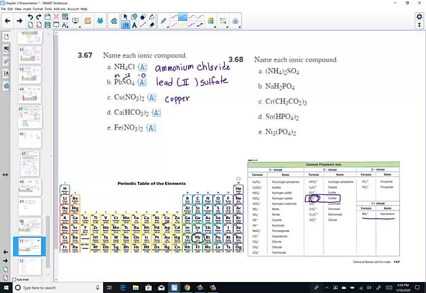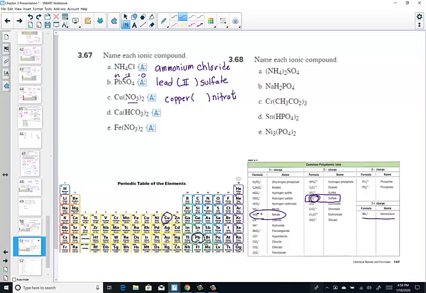Cu stands for the element copper. You know copper requires a Roman numeral. It's a variable charge. I'll leave a parenthesis. NO3, that's a group of atoms acting as a unit. You found it to be nitrate. That's its last name.